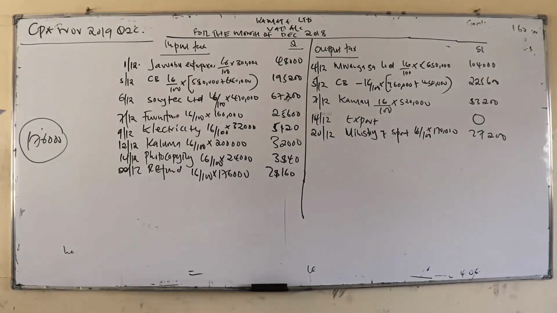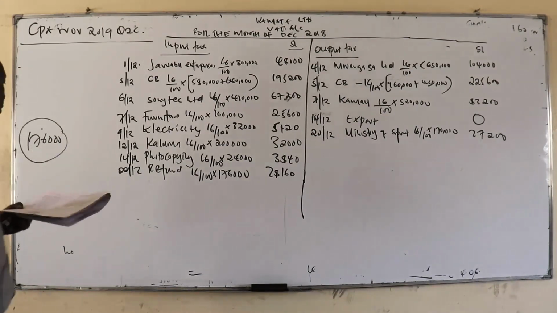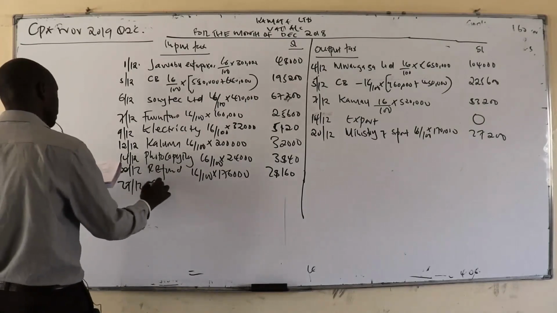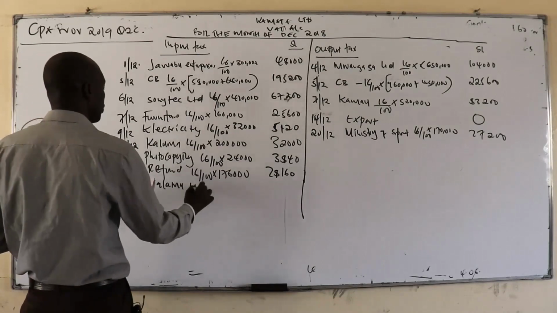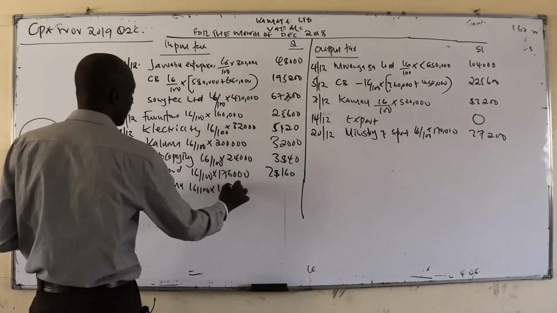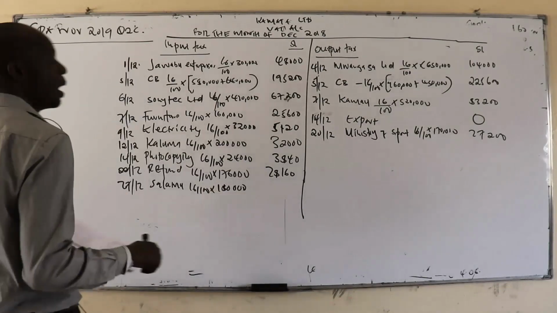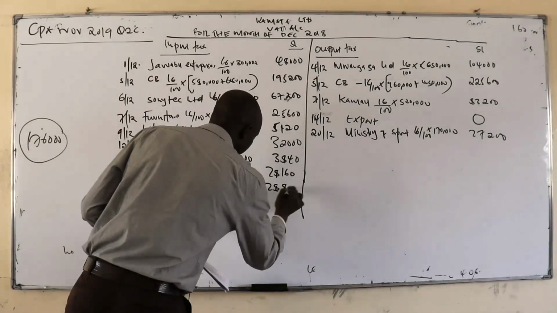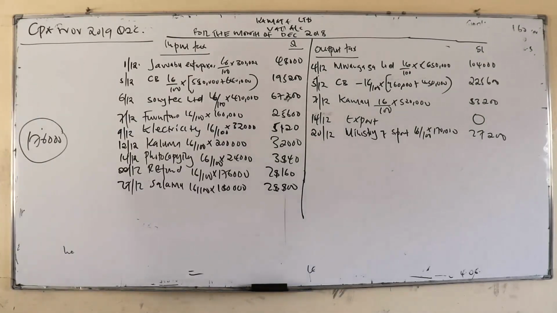Have we understood each other? Next is... we have finished. Is it the 27th? What happened? Purchases. Salama. 16 out of 100 times 180,000. So how much does it come to? 28,800. 28,800.